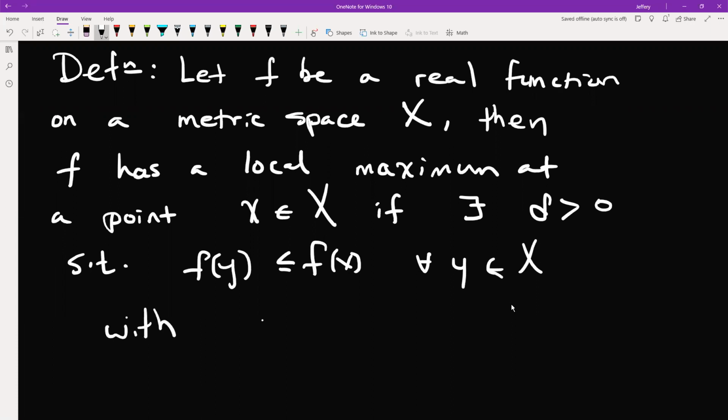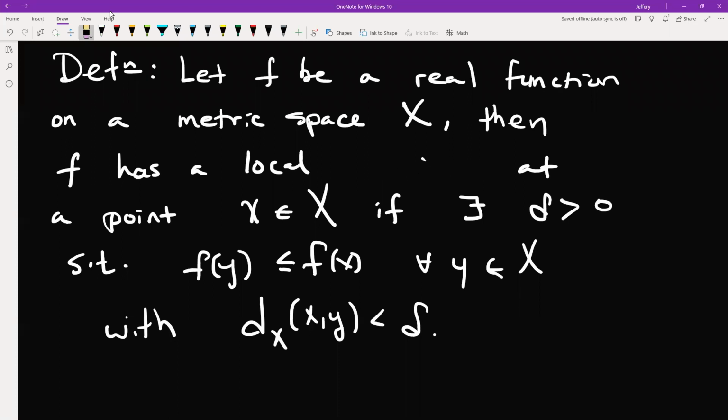with the metric. So we're going to use the metric on x, right? Because this is our only space. Okay, so when the distance between x and y is less than delta. Okay, so here's our definition of a local maximum. And now what I want to do is change it to be the definition of a local minimum. So I'm just going to make a couple of changes here. So first I'm going to just change this to say minimum.